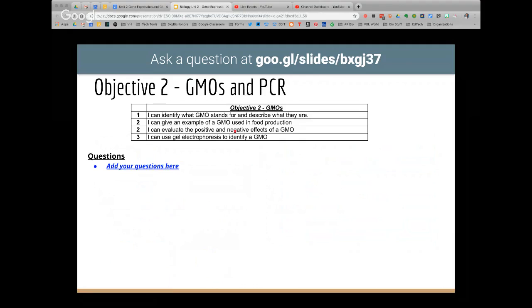What I did leave off of this is that we'll talk a little bit about some principles of PCR. So I also did add that to the review guide if you haven't looked at the newer version yet. So again, what is a GMO? Well, GMO simply stands for a genetically modified organism.